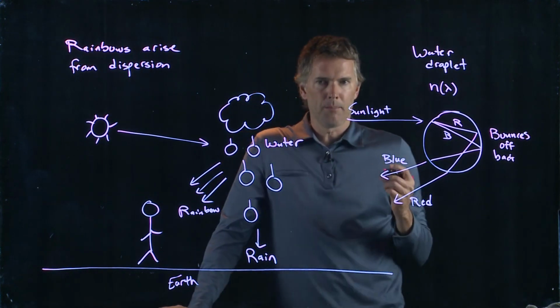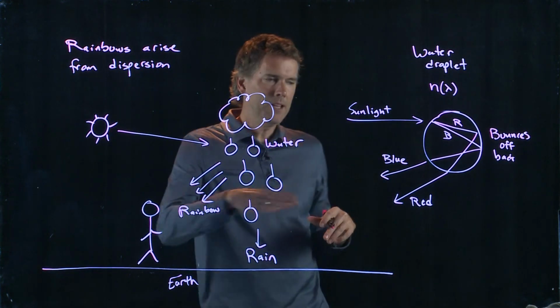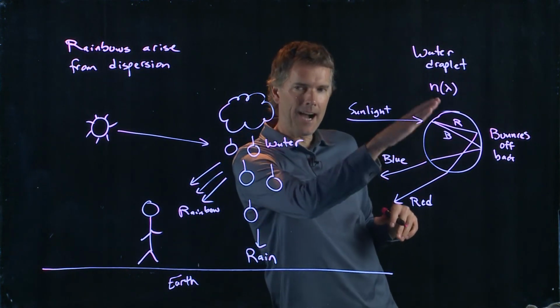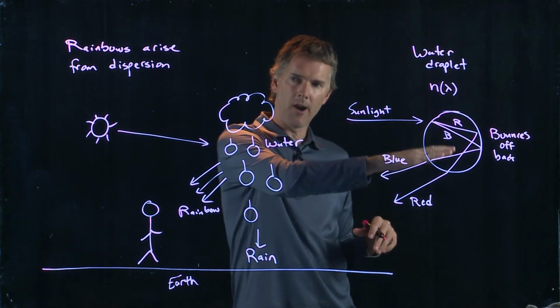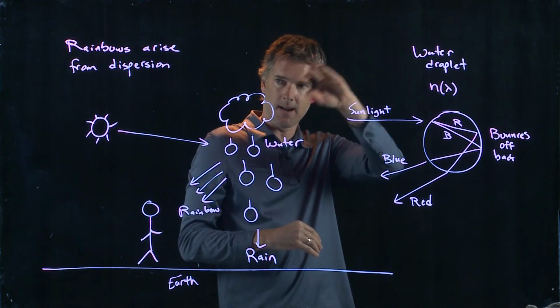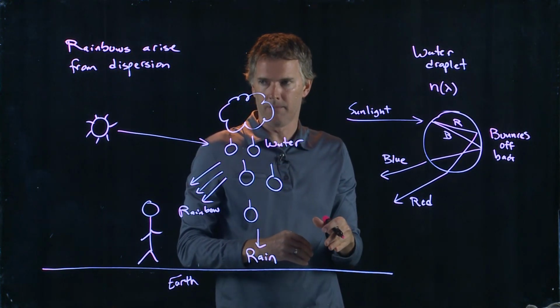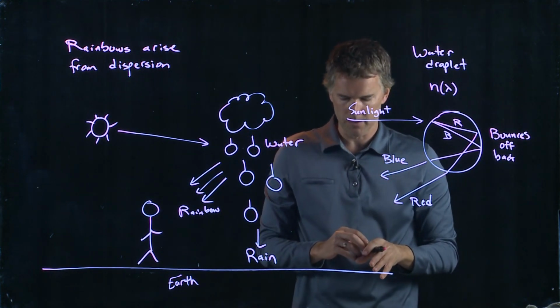So when you look up in the sky and you see a rainbow, what this means is you have to look at a higher angle to see the red, a lower angle to see the blue. And so when you look at a rainbow, red is on the top and blue is on the bottom. Okay? And you can convince yourself pretty quickly of that based on this geometry.